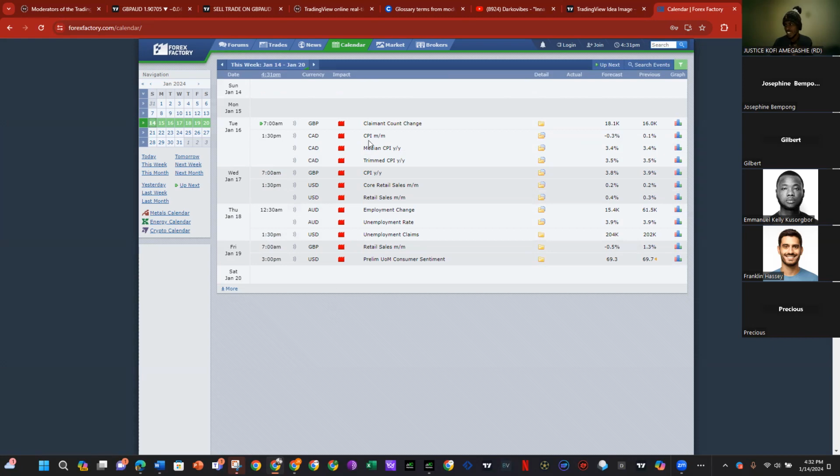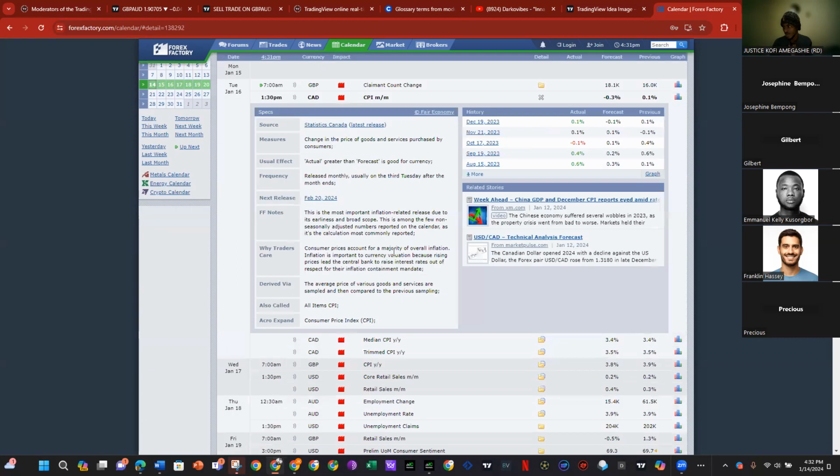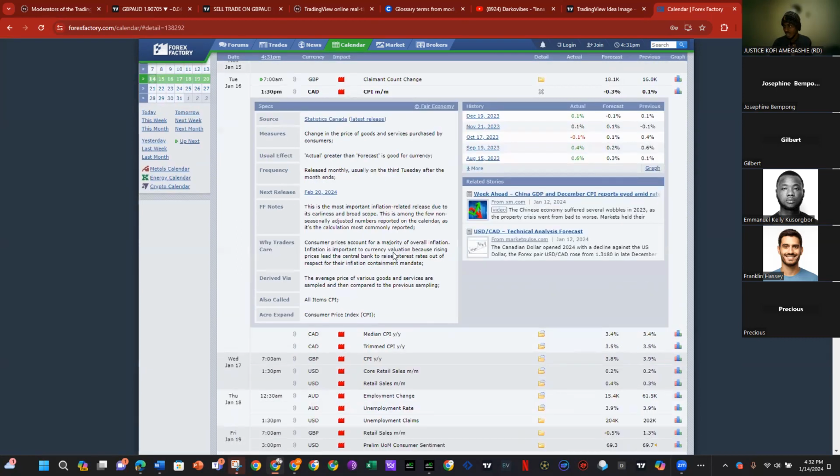So on Tuesday, there is CPI for CAD. Now let's read for the CPI here. So CPI is change in the price of goods and services purchased by consumers. Actual greater than forecast is good for the currency. Released monthly. So let's go to the trading options.